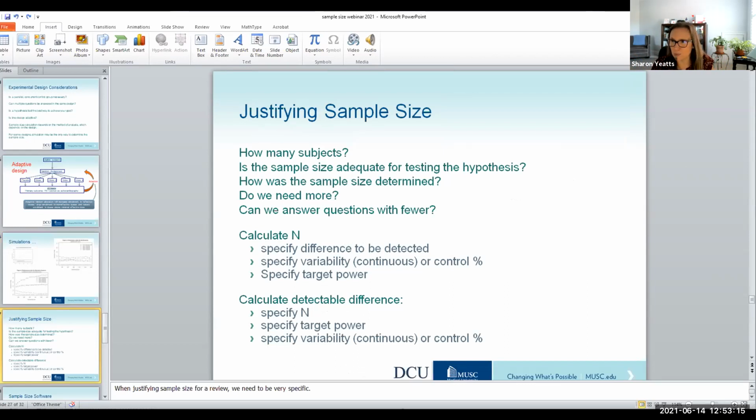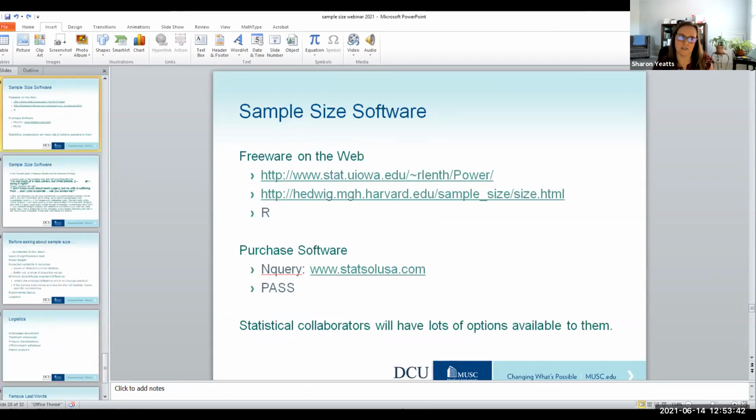So when we justify the sample size, it's important to think about how many subjects, is it adequate, and be honest about this. Do you really need more, or could you answer questions with fewer? And if the answer to either of those is yes, explain why. You can calculate the sample size or the detectable difference. We often have to do it both ways, because again, there's sometimes back and forth between the clinically important difference. There's lots of freeware available on the web, and your statistical collaborators will have lots of options available to them.